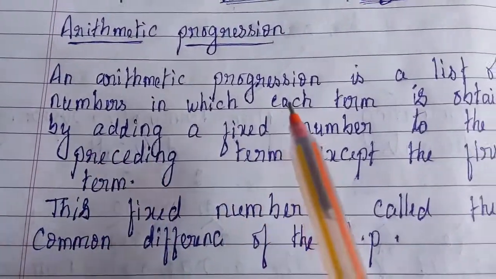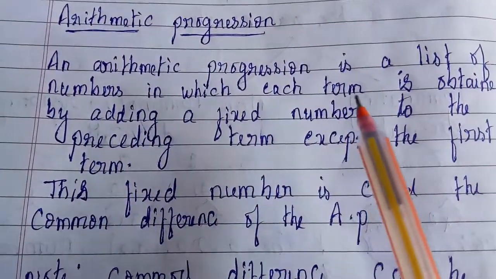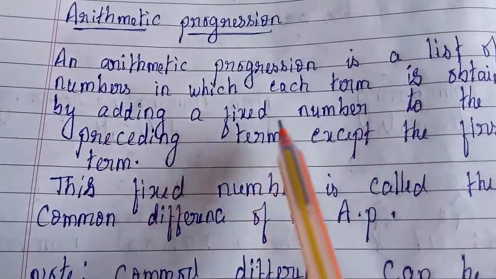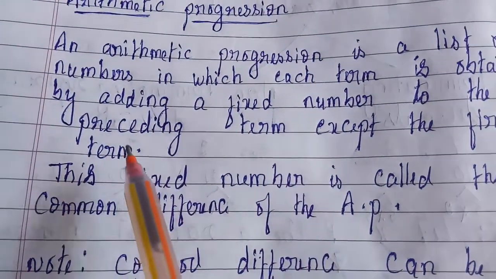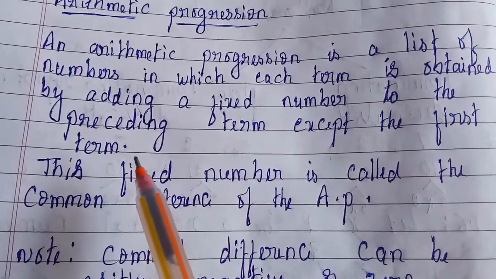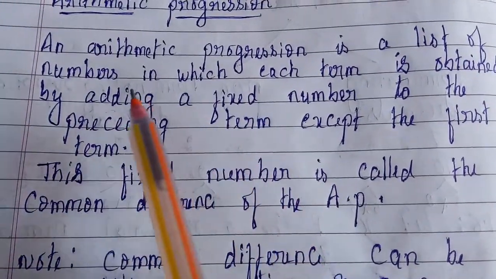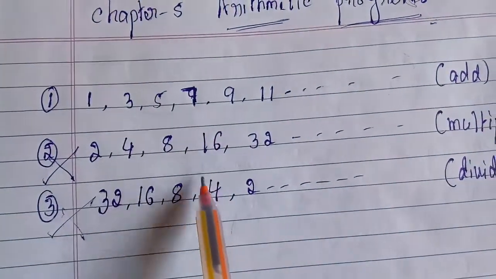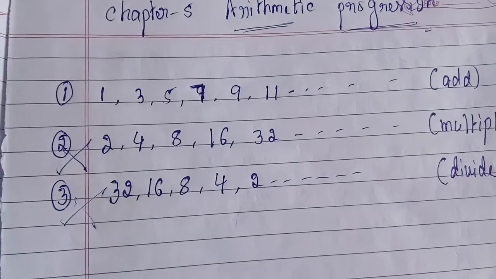An arithmetic progression is a list of numbers in which each term is obtained by adding a fixed number to the preceding term. Preceding means the previous term, except for the first number. If we know the first term, we can progress the numbers by adding a fixed number. Then in these three examples, which do you think is an arithmetic progression?